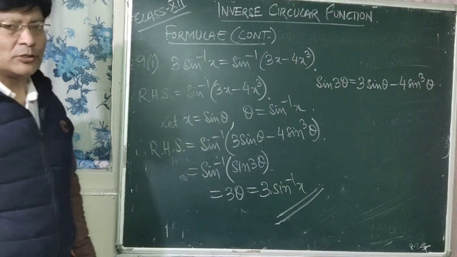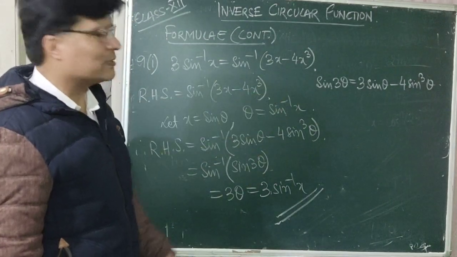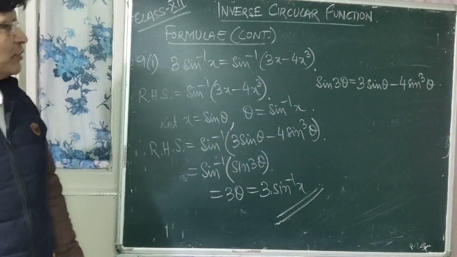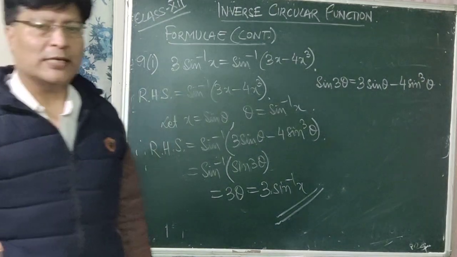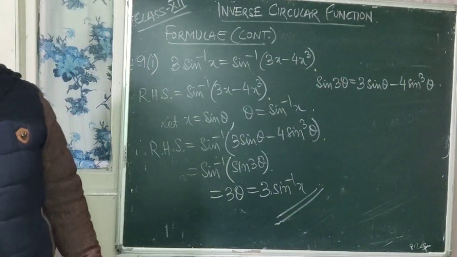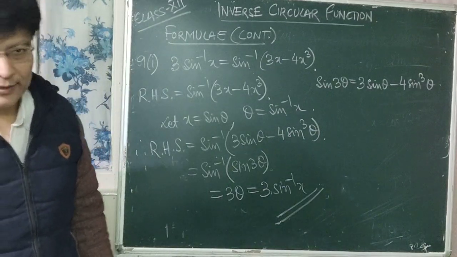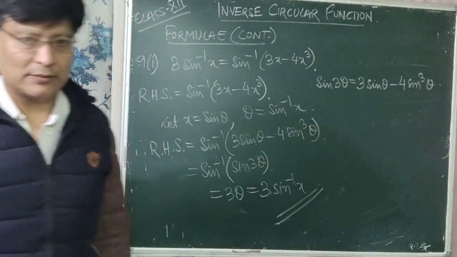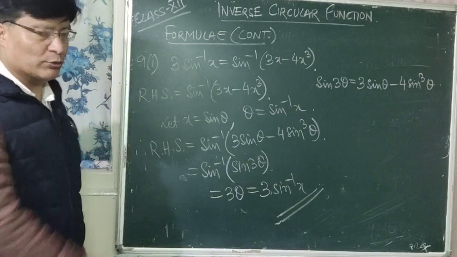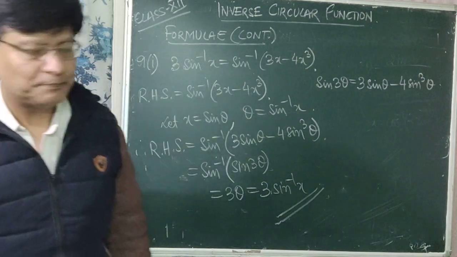Understood? So we can use the formula from that multiple angle, that is sin 3 theta is equal to 3 sin theta minus 4 sin cube theta. So now that next number, 9 number 2 will be your homework. Now I will not give you the hint. Prove it yourself, number 9 2. So that is your homework, right?